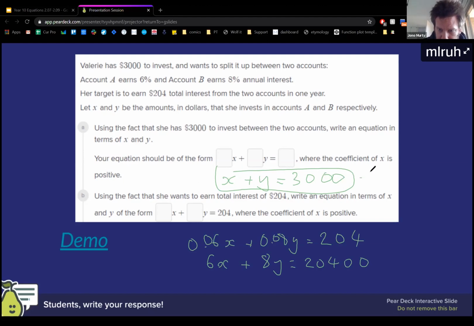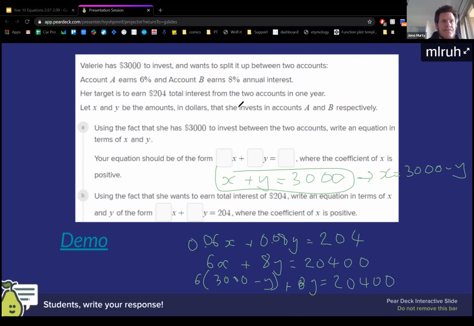We'll probably rearrange this one first to get x or y in terms of the other one. x equals 3,000 minus y. Now we can sub in 6 times 3,000 minus y. Or you could have used these tiny little values. Plus 8y, running out of room. 18,000 minus 6y plus 8y equals 20,400.